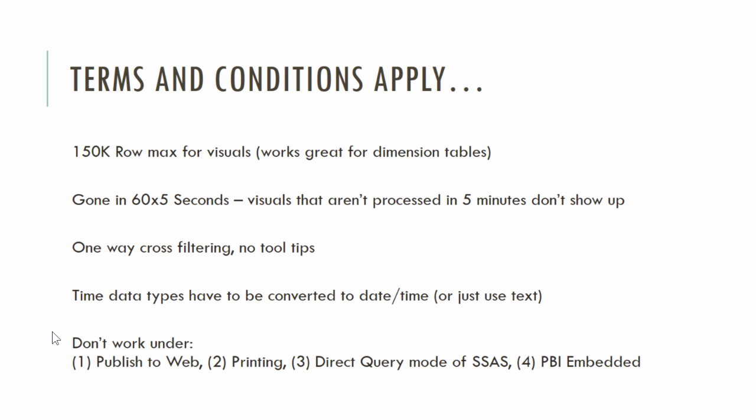I'm going to skip the second demonstration because I think you guys got the basic idea there. There are some terms and conditions. Again, 150,000 row max for visuals. So if you want to summarize dimension tables, oh, beautiful. If you want to summarize fact tables, better hope it's a small fact table. Drawn in 60 times 5 seconds.